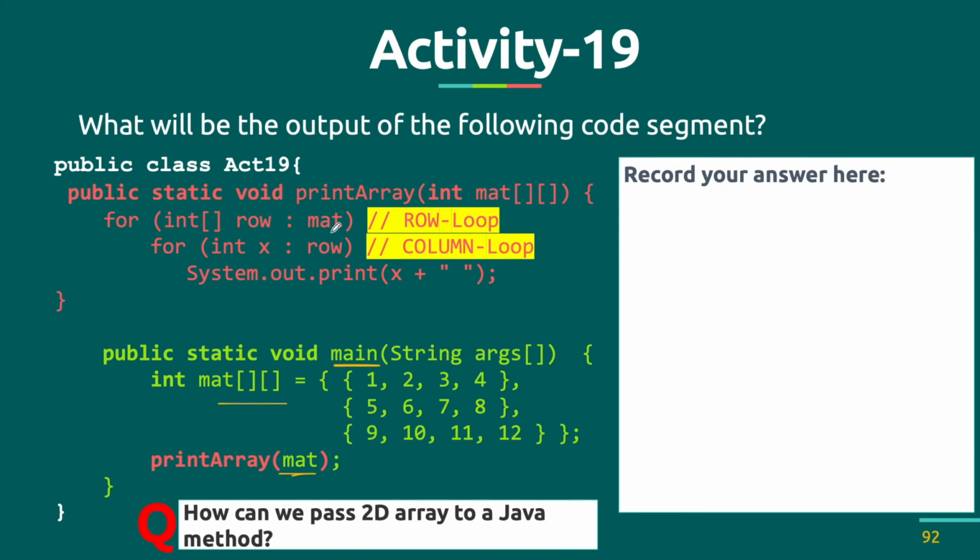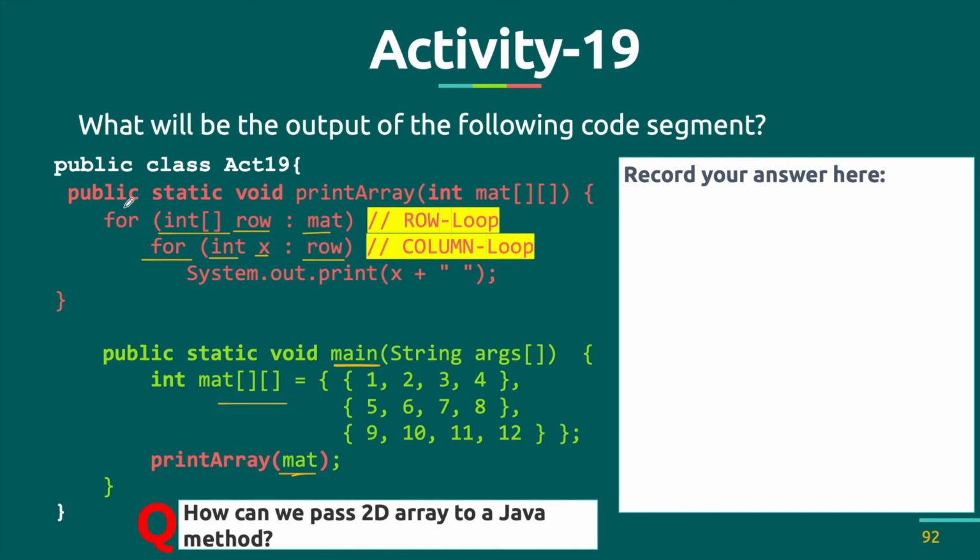We go to the method print array, and there we used an enhanced loop. In the enhanced loop we have an int array that references a row, and at the other end of the colon we have the matrix. Within it we have another, inner for loop with an integer variable x, and at the other end of the colon we have the row, and then we print the x value.